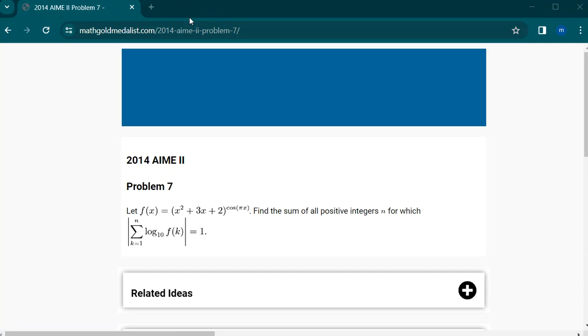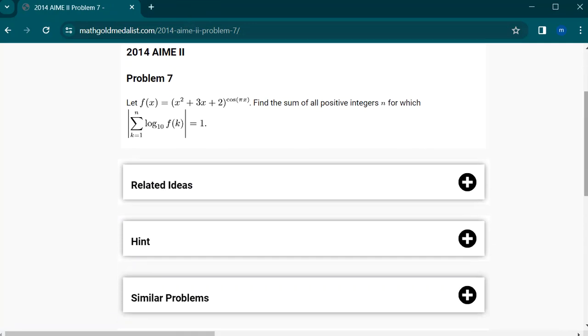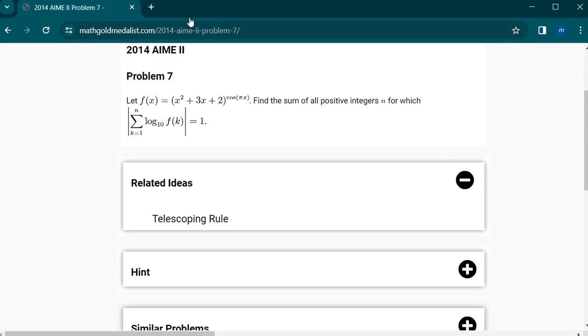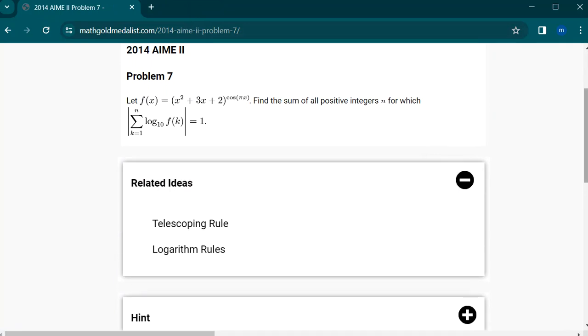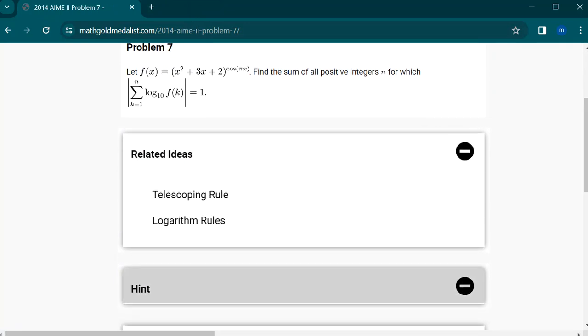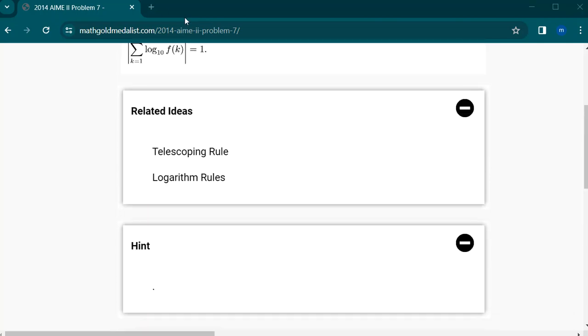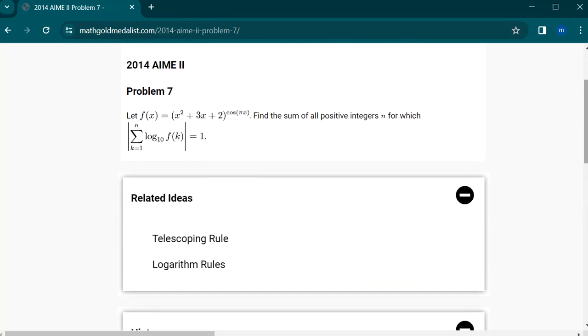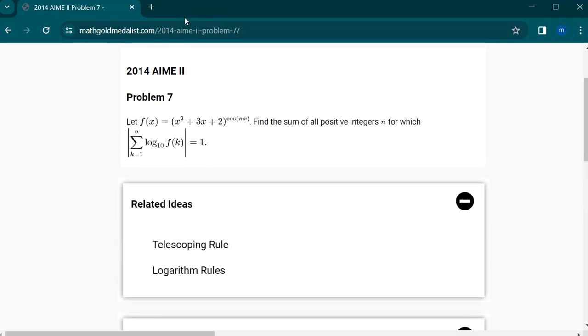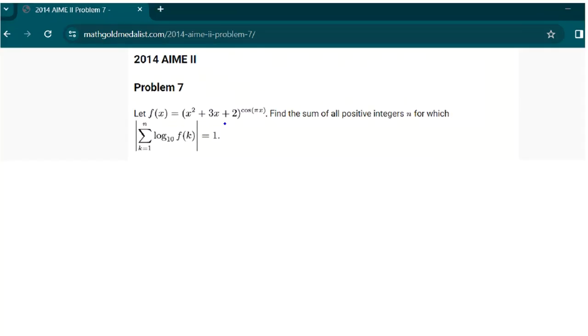So let's solve this problem of AIME 2, problem 7. Again, related ideas: telescoping rule, logarithm rules, hint here. I will add some hints. And so let's try this problem. F of x is this. We want to find the sum of all positive integers n for which we have this equation.